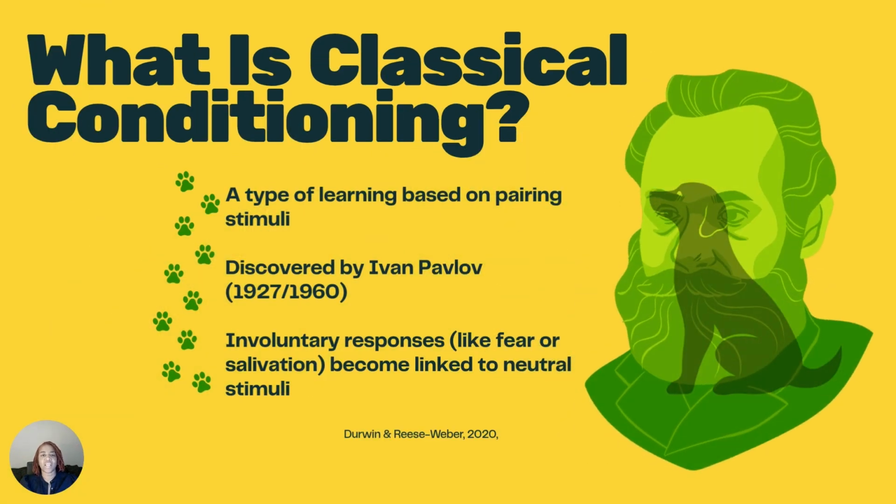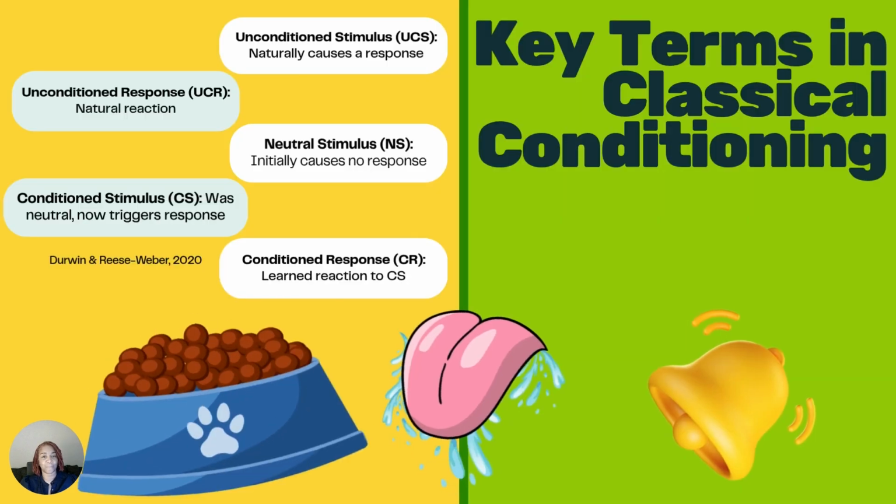Classical conditioning is when we learn to associate one stimulus with another, especially when one naturally causes a response. Ivan Pavlov discovered this by pairing a bell, a neutral sound, with food, which made dogs salivate. Eventually, the bell alone made them salivate. This shows that the behavior, salivating, was learned.